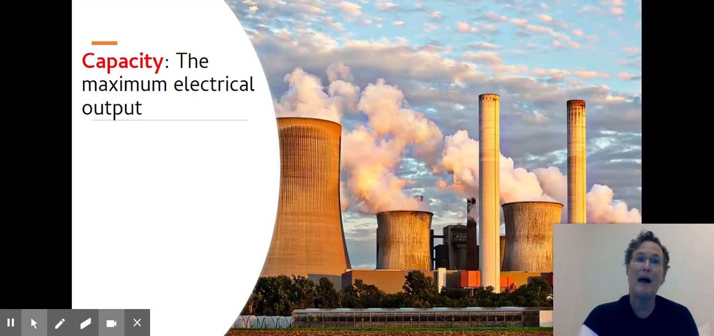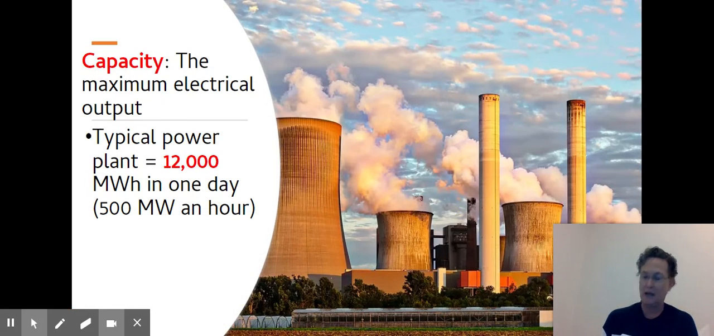All right, so capacity is the maximum electrical output. So the typical power plant gives about 12,000 megawatt hours a day. That's 500 megawatts.